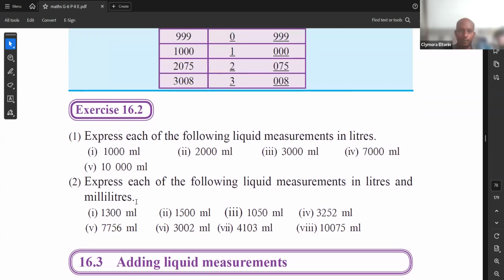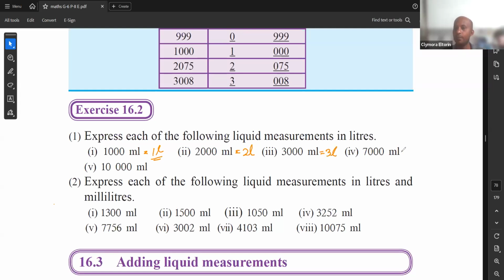Okay. Here's the first question of 16.2. I'll do the first question for you. They gave some measurements in milliliters and ask us to express each of the following liquid measurements in liters. Very simple one. 1,000 milliliters means 1 liter. 2,000, tell me your answer. 2,000 means how many liters? 2 liters. 3,000?